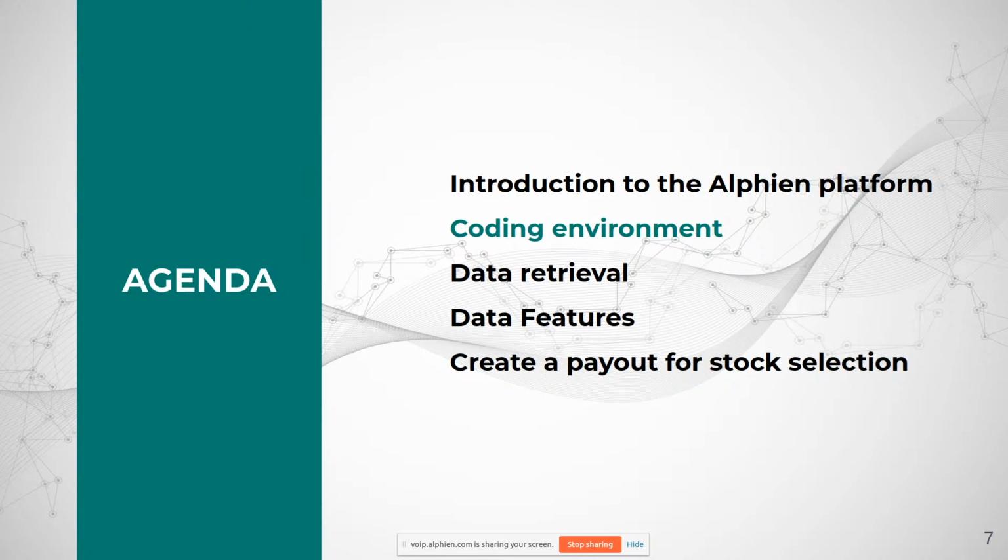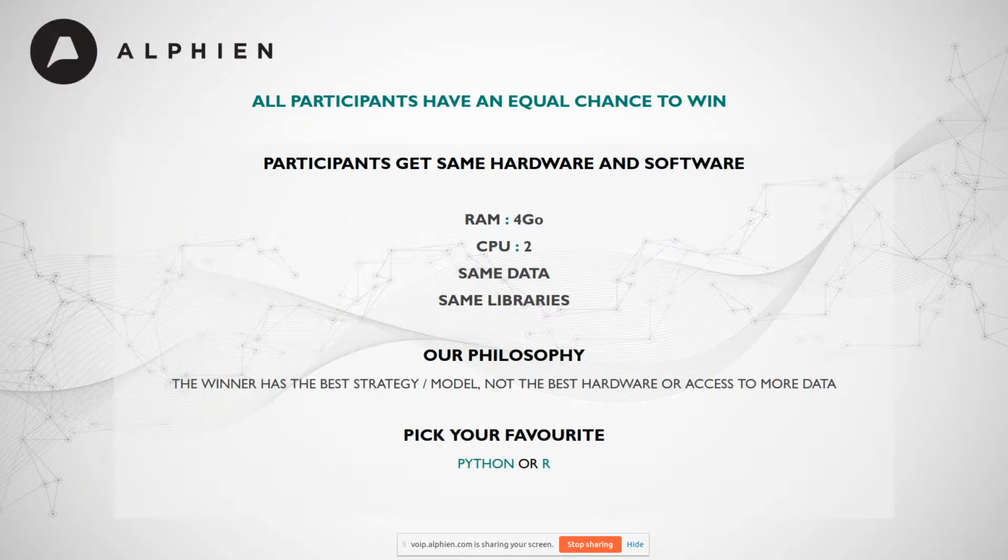Now we have a few points about the coding platform that we would like to explain. Basically, during this competition we want to give every participant the same chance of winning or going through to the second round. What does it mean? It means that everyone gets the same hardware and software. You all get 4 gigs of RAM, you all get 2 CPUs, you have the same data and the same libraries.